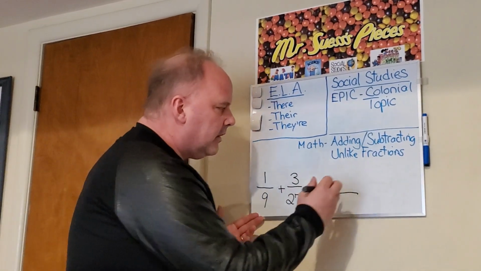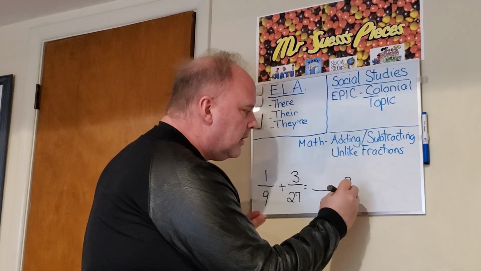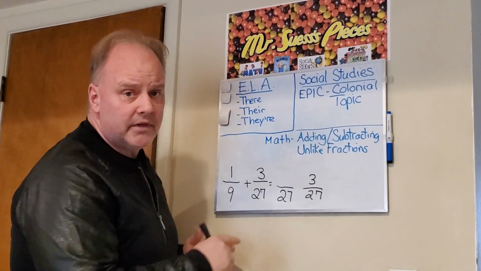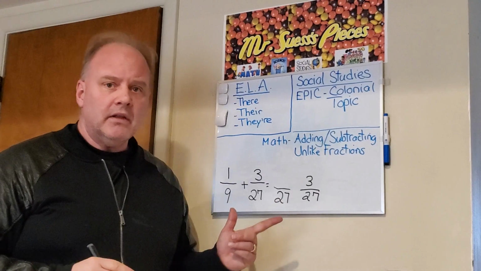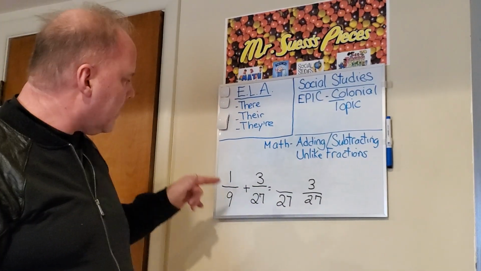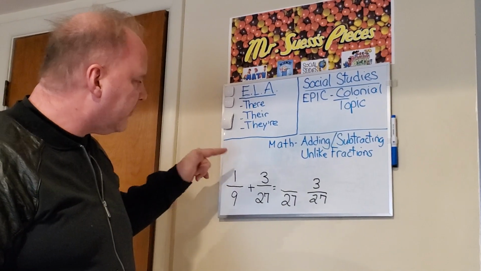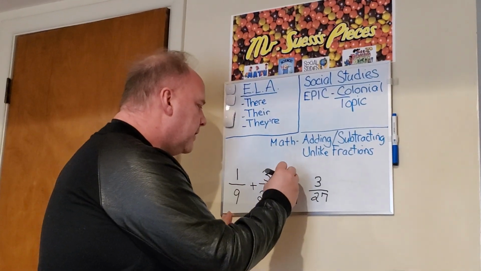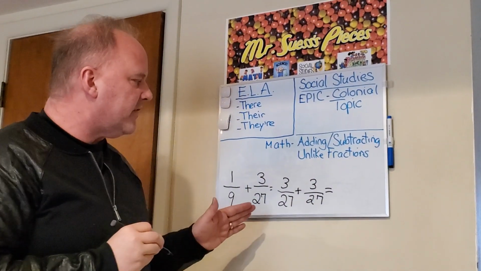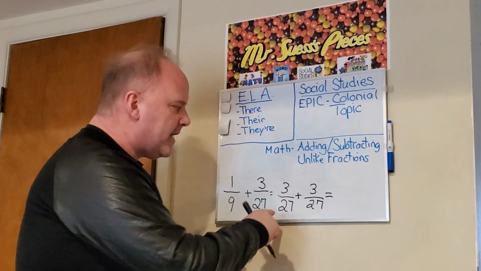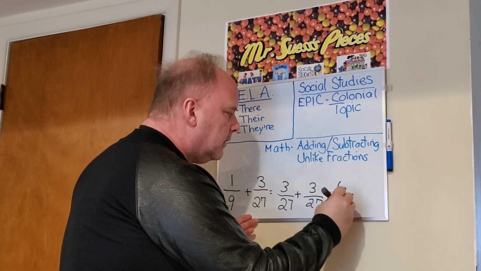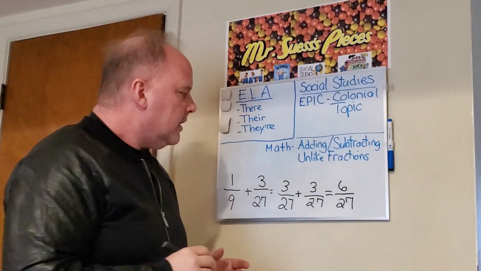So I can leave 3/27 alone because I'm now going to change my common denominator here to 27. How did 9 get to 27? Well, 3 times, right? So whatever I do to the bottom, I've got to do to the top. So 1 times 3 is going to be 3. And now, what is 1/9 plus 3/27? Well, the answer, because remember, we don't add the bottoms together, just the tops, 6/27.